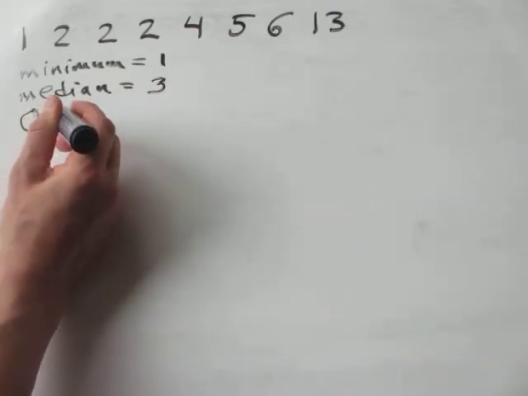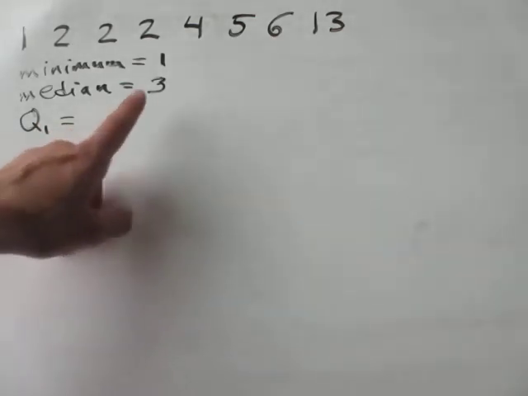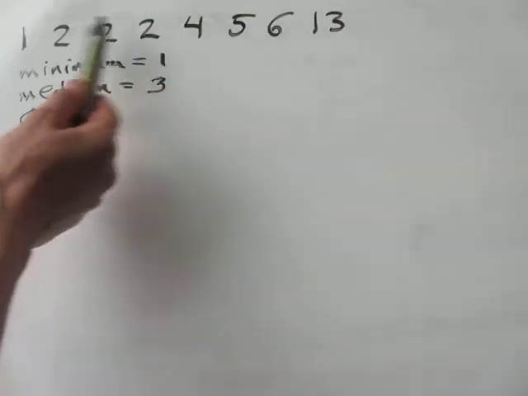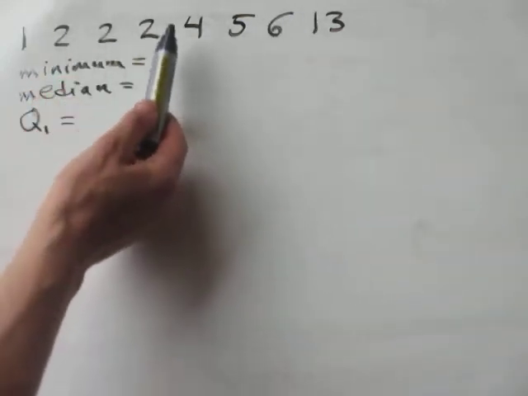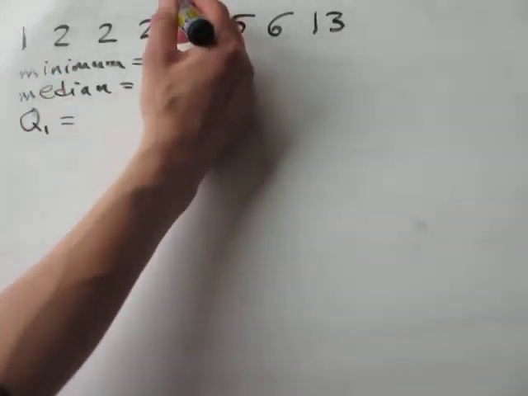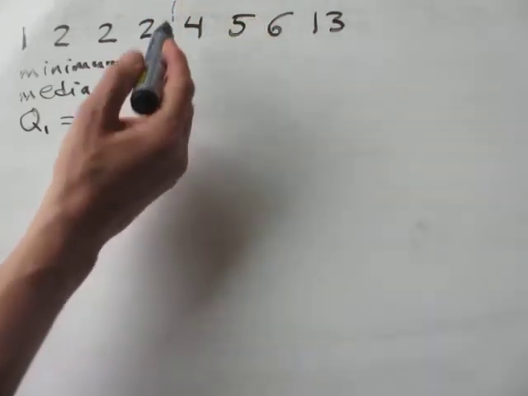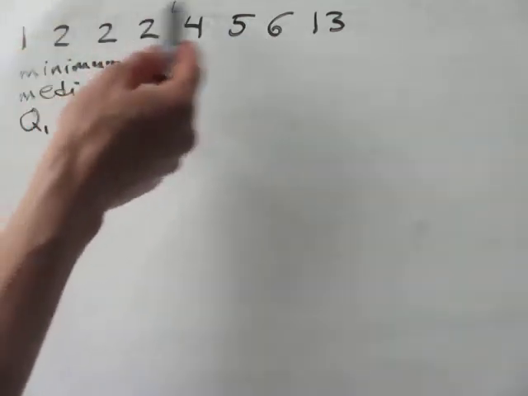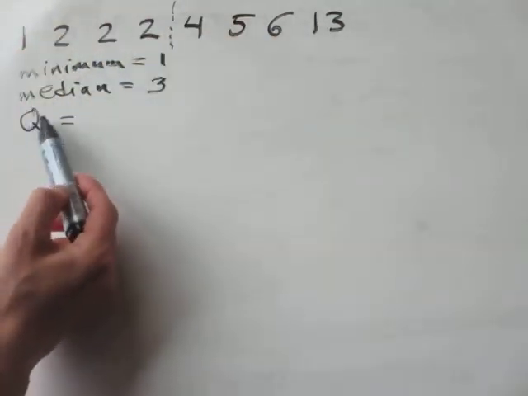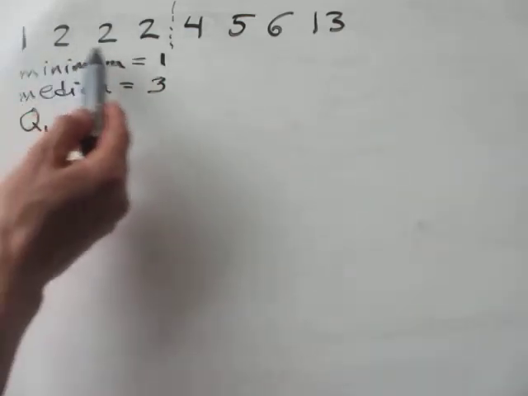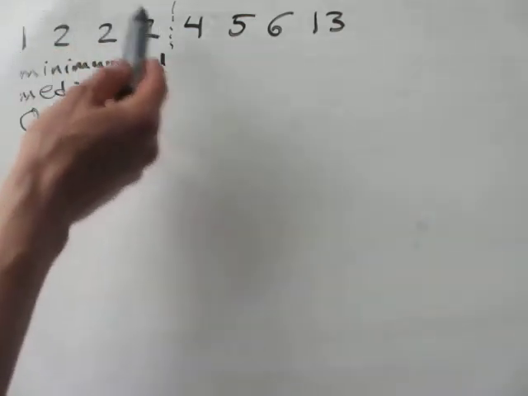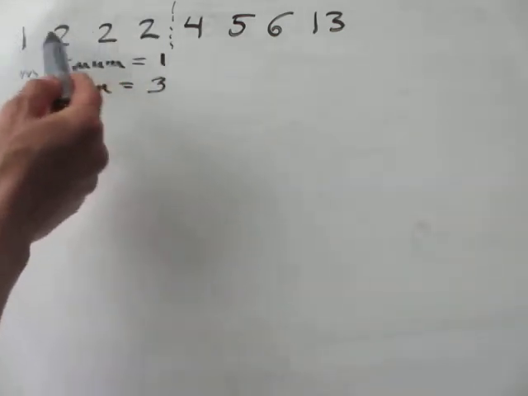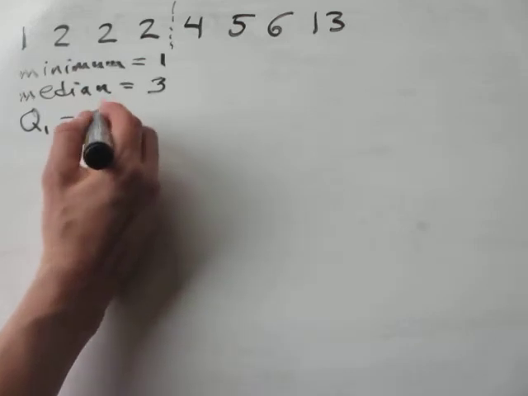Q1, the lower quartile. Now, in this case, since 3 is not a part of the data set, we don't have 3 in this data set, then we think of it as we cut the data set in 2 equal parts, the lower part and the upper part. Q1, the lower quartile, will be the median of the lower part of the data set. And the median of these 4 values is 2 plus 2 over 2. Well, that will be 2.